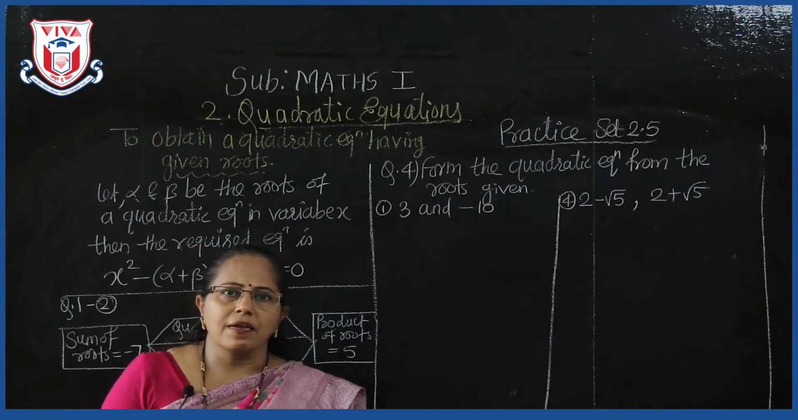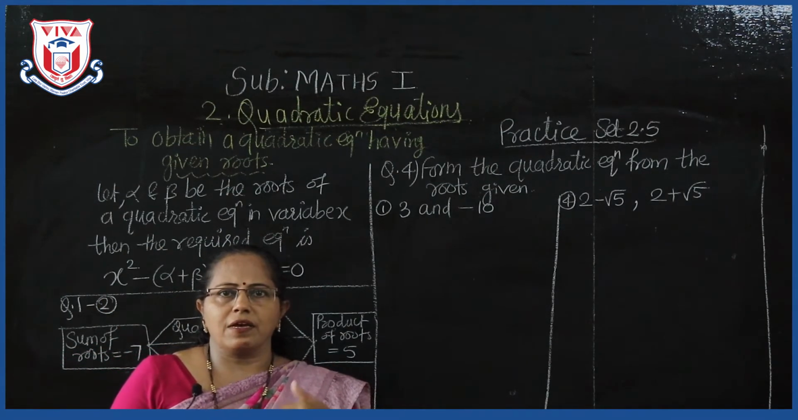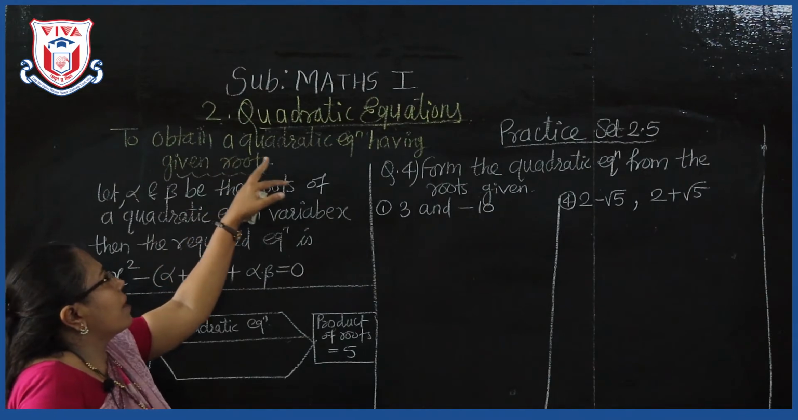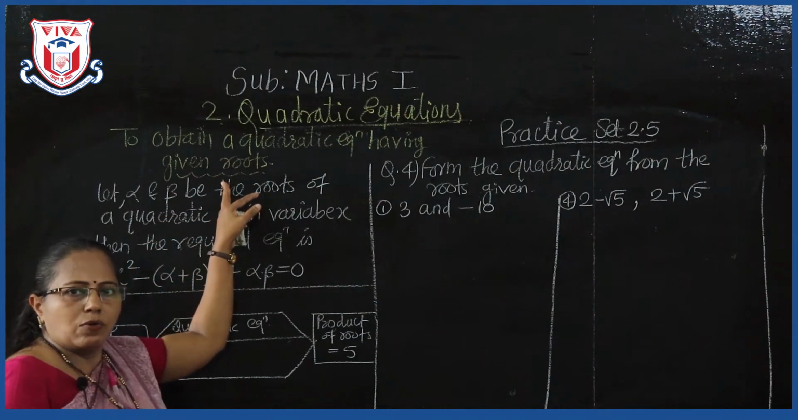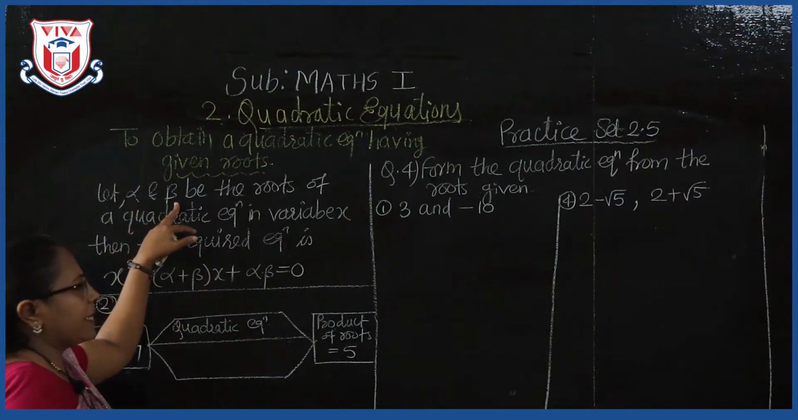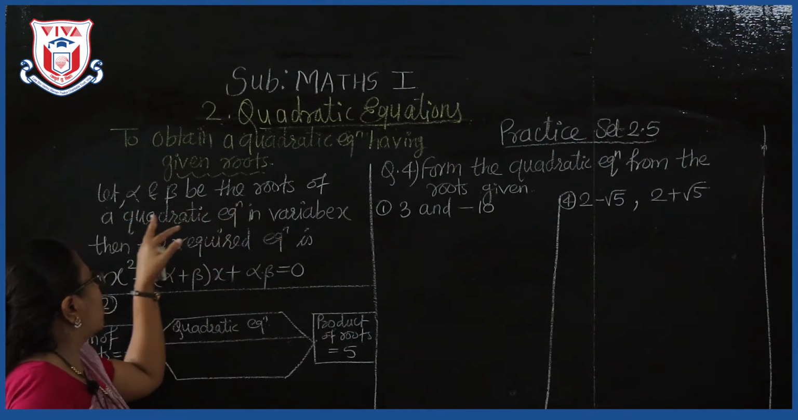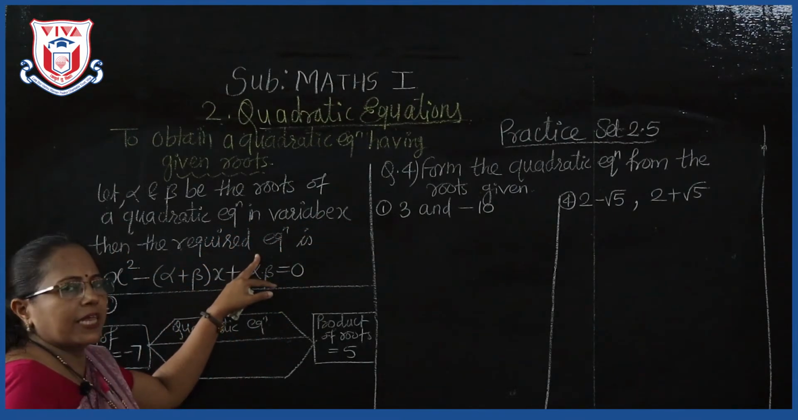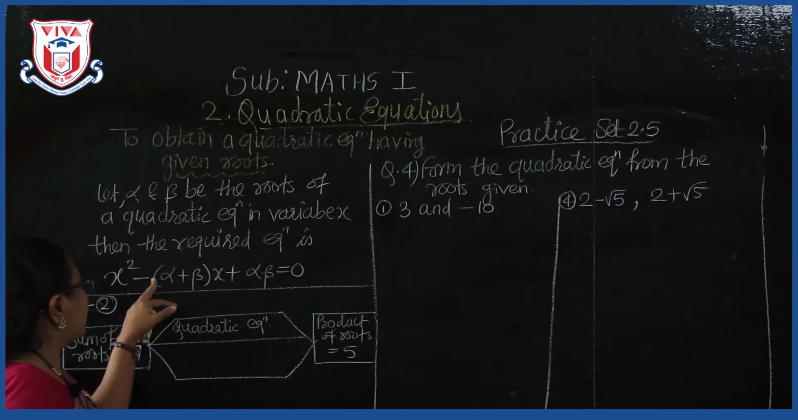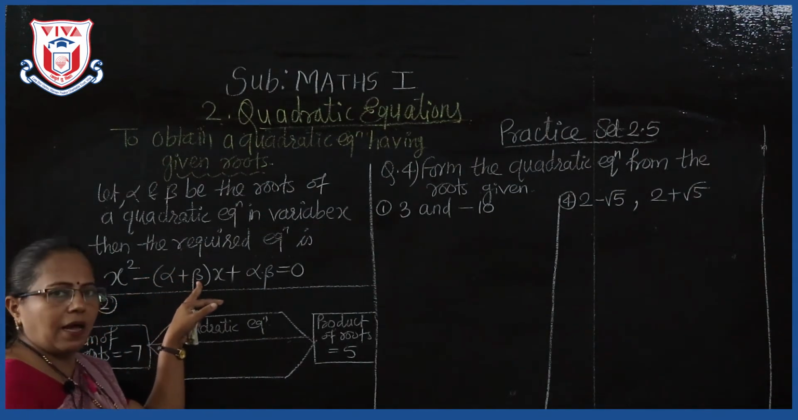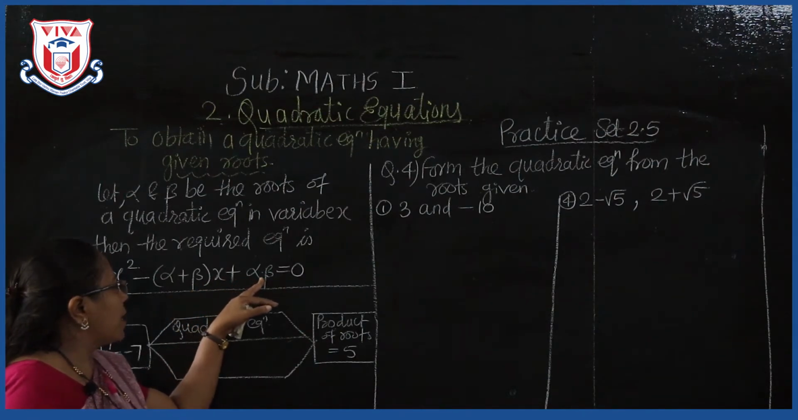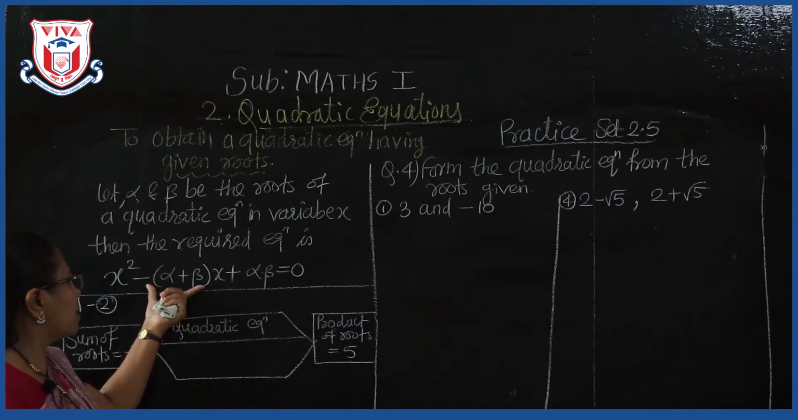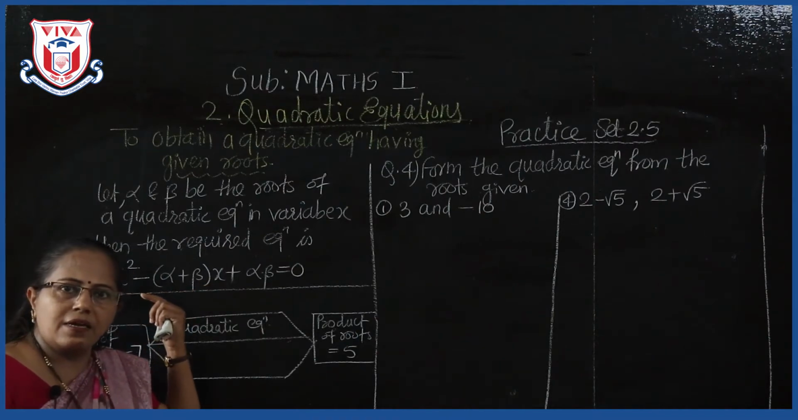Students, now we will see if we know the roots of a quadratic equation, how to frame the quadratic equation, means to obtain a quadratic equation having given roots. So let alpha and beta be the roots of a quadratic equation in variable x. Then our required equation is x square minus (alpha plus beta) into x plus alpha into beta equal to 0. So this is the formula to create a quadratic equation if roots are given.